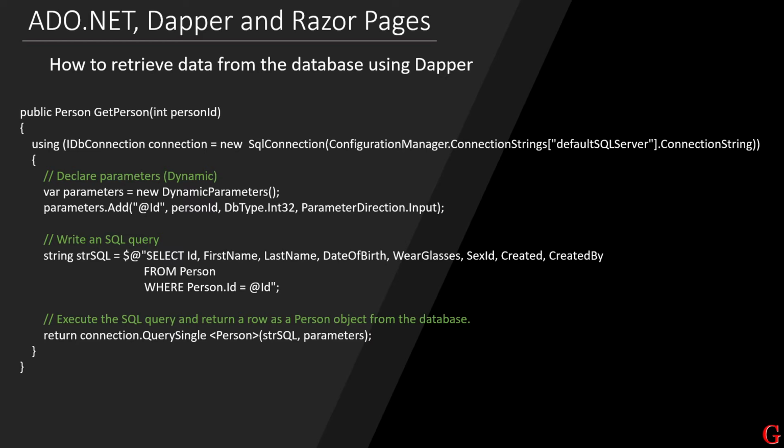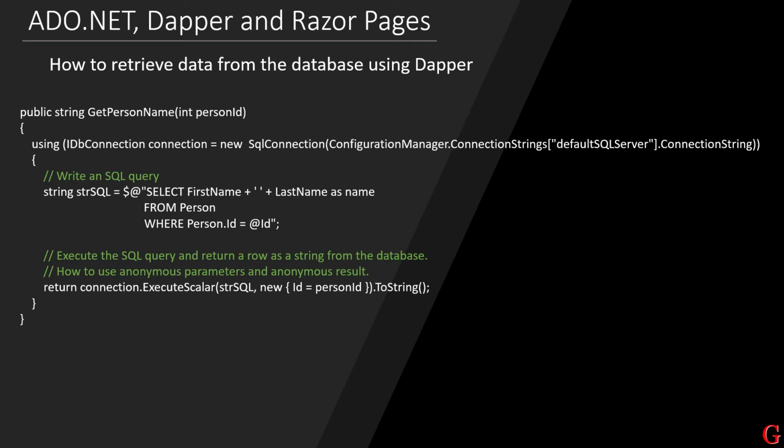Next, we use select statement to retrieve data from the database. In this example, we return the row from the person table with given ID. The Dapper returns a row as a person object from the database. You can also use anonymous parameters and anonymous results with Dapper. In this example, we return the person's first name from the person table with given ID.